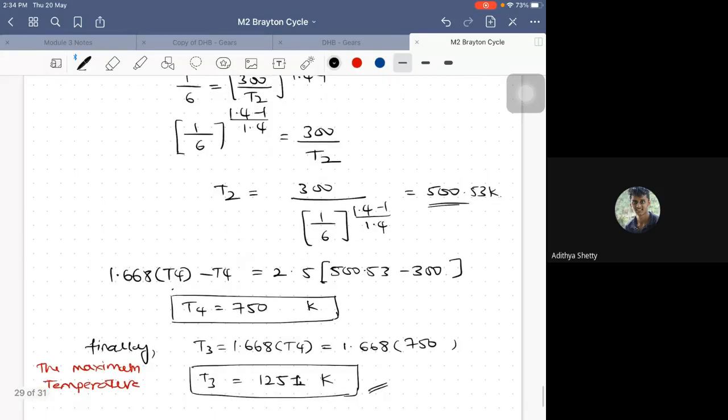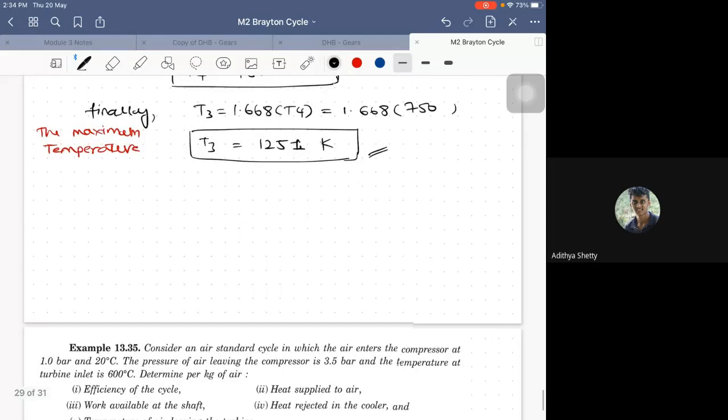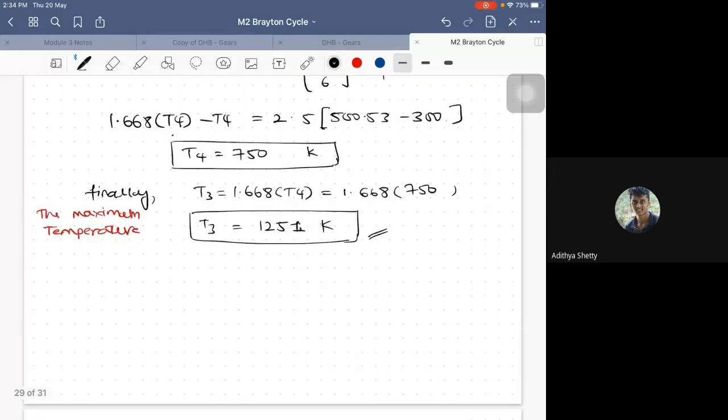Next, what do you have to find? Second bit, what do you have to find? The efficiency of the Brayton cycle. See, this efficiency of Brayton cycle can be found in two different ways. Number one, it is given by output by input, so work net divided by heat supply. Work net is WT plus WC divided by QS.